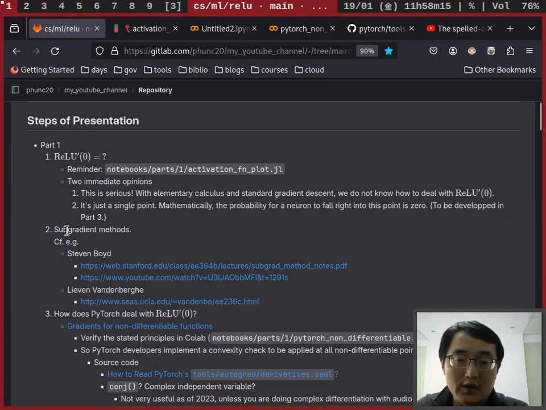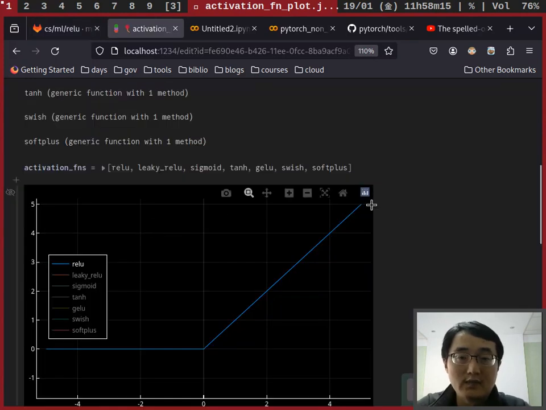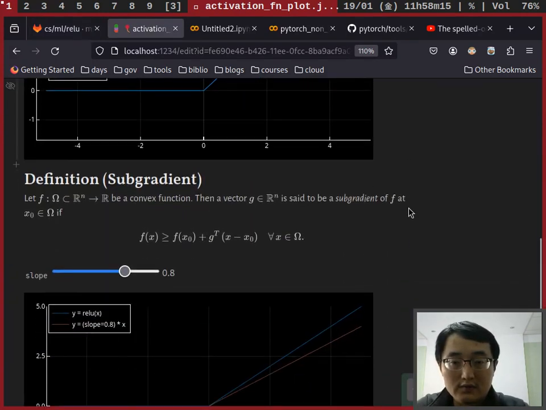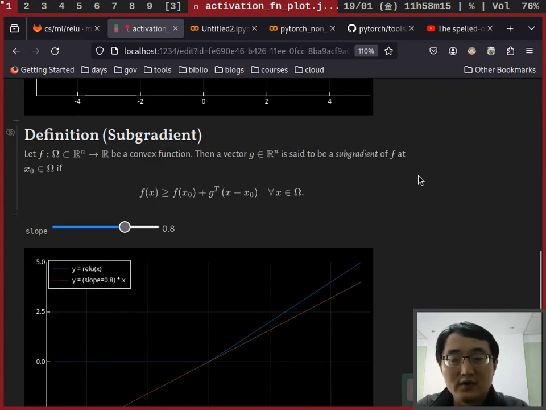For the moment, I want to proceed to a theory that deals with ReLU prime 0, that doesn't avoid the problem. So what is a subgradient? Well, we can read the definition. So basically, subgradient is what you will put up with or satisfy yourself with when you cannot find the gradient.